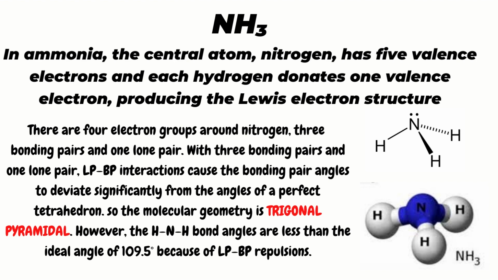Another example is NH3, ammonia. In ammonia, the central atom nitrogen has 5 valence electrons and each hydrogen donates 1 valence electron, producing the below Lewis structure. There are 4 electron groups around nitrogen, 3 bonding pairs and 1 lone pair. With 3 bonded pairs and 1 lone pair, bond pair interactions cause the bonding pair angles to deviate significantly from the angles of a perfect tetrahedron. So the molecular geometry is trigonal pyramidal. However, the H-N-H bond angles are less than the ideal angle of 109.5 degrees because of lone pair bond pair repulsions.